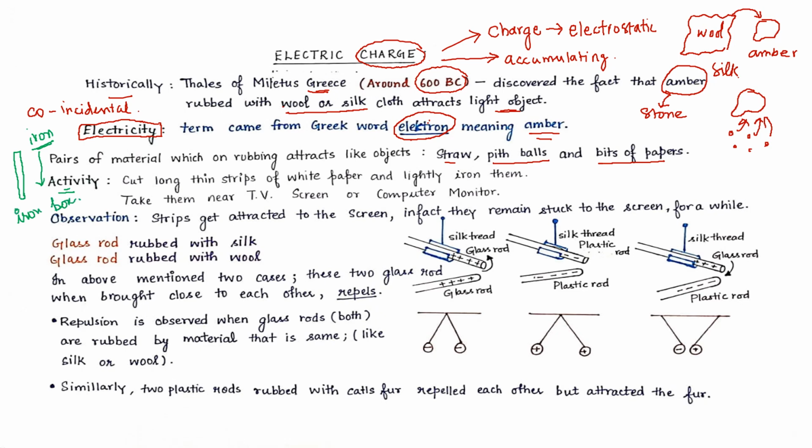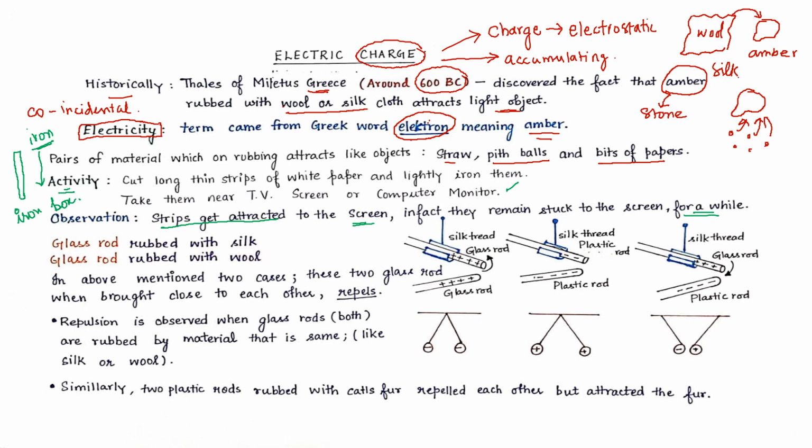And after ironing it, bring this paper strip near your mobile phone, laptop screen or TV screen and find out the observation. We will not wait till that point; we will go directly to the observation, and we will see that this strip gets attracted to the screen. Whatever you are using, let it be a computer monitor, a TV screen or your mobile phone, it gets attracted to it. It starts sticking and remains stuck to the screen for a while, not for a very long time, but for a while.